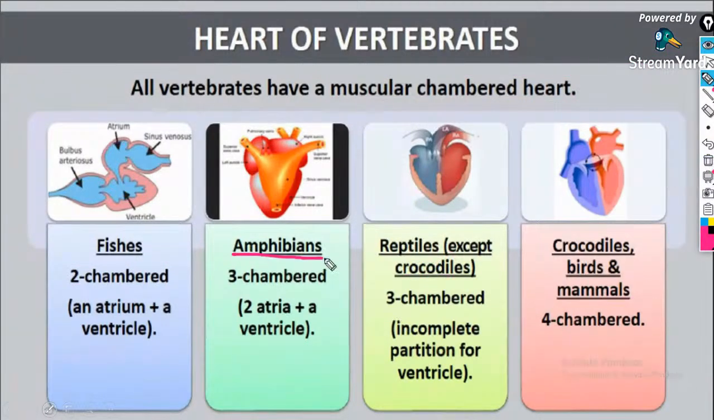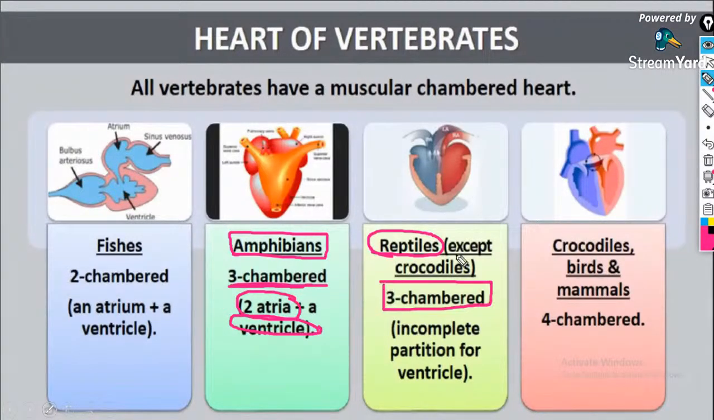Next one, in case of amphibians. What are amphibians? Those organisms which live on both land and water. They have a three-chambered heart, that is, two atria and one ventricle. Then, in case of reptiles, almost all reptiles have a three-chambered heart except the crocodile. Crocodile has a four-chambered heart. That's why this question is at least 25 times repeated MCQ for your NEET exam.